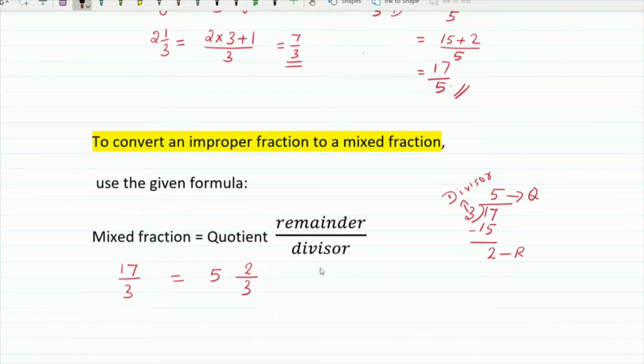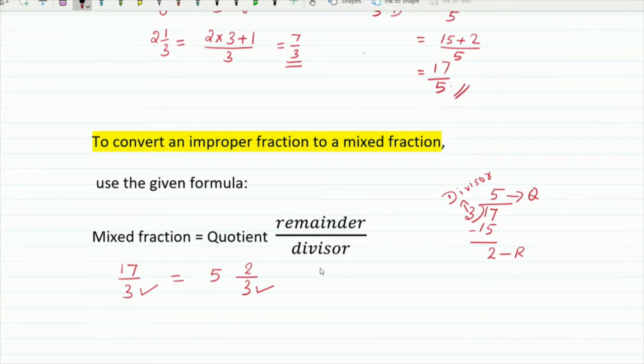So some children will get confusion in this part. So remember always the denominator of the improper fraction and the proper fraction which is in the mixed fraction, both the denominators will be same. You can see here 3 is the denominator, here also 3 is the denominator. So you should not get confused in this part. And quotient will go to whole number part and remainder is the numerator.